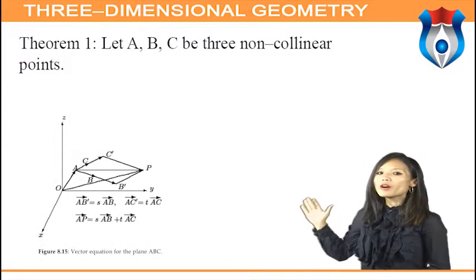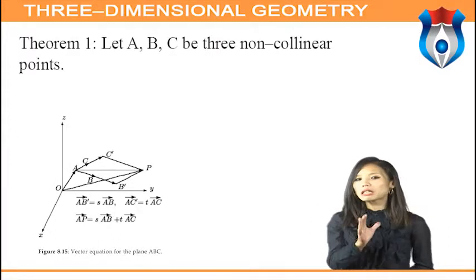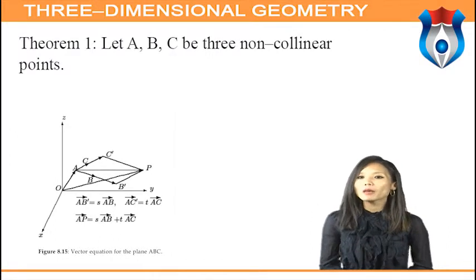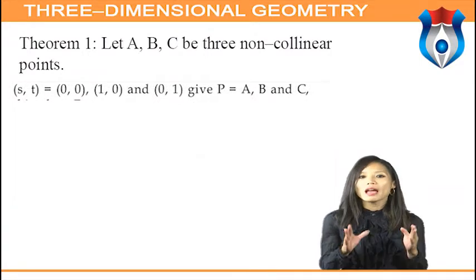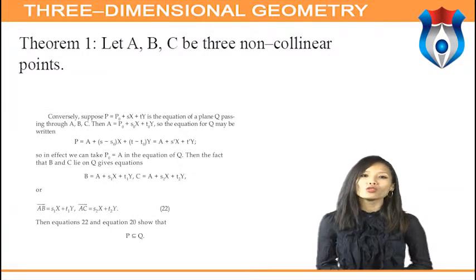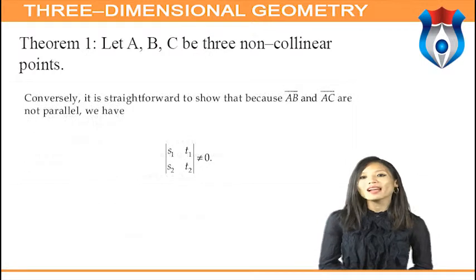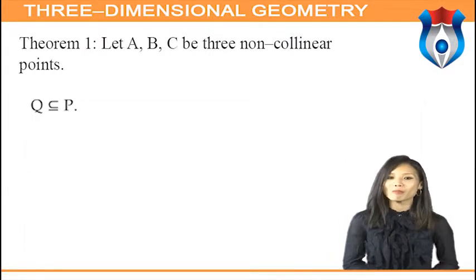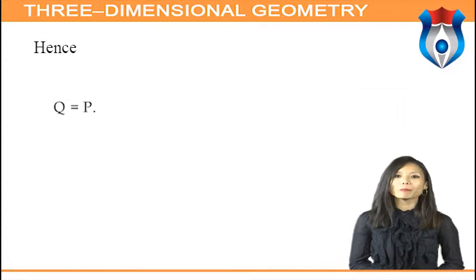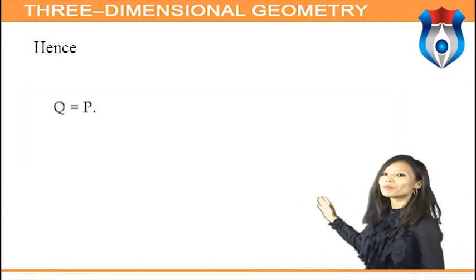Proof. First note that the above equation is indeed the equation of a plane through A, B and C, as AB and AC are non-zero and non-parallel, and (S, T) equal to (0, 0), (1, 0) and (0, 1) give P equal to A, B and C respectively. Call this plane P. See on screen.